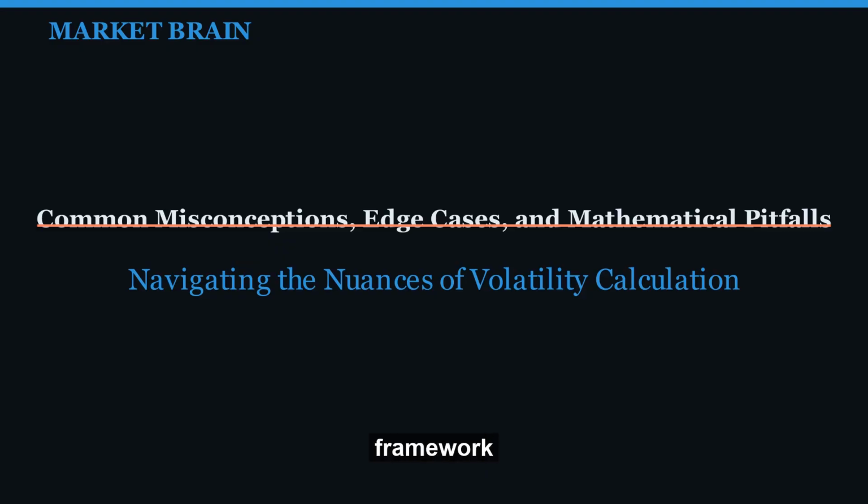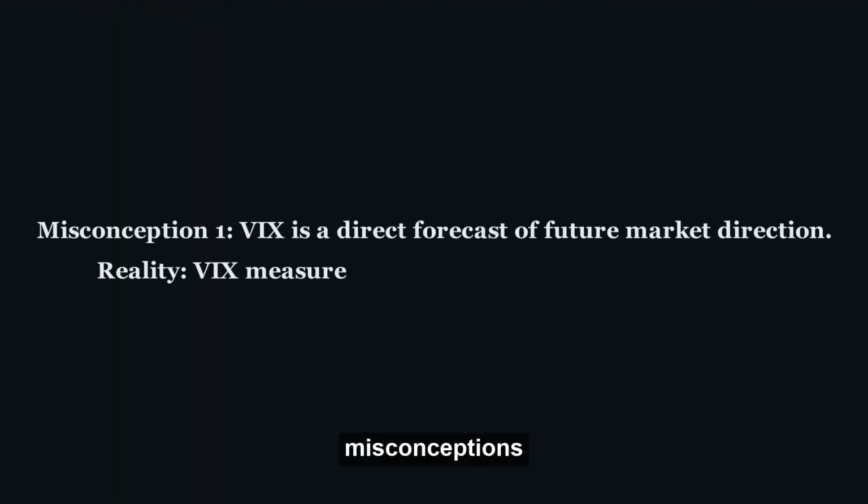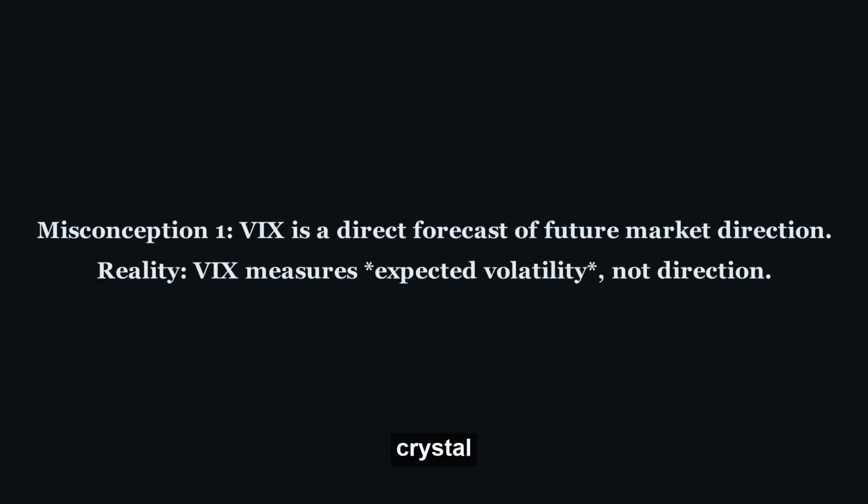One of the most pervasive misconceptions is viewing a VIX-style index as a crystal ball for market direction. Many believe a high VIX implies an imminent market crash, or a low VIX signals smooth sailing. However, this is fundamentally incorrect. The index is purely a measure of the market's expectation of future price fluctuations, or volatility, over a specific period. It tells us nothing about whether those fluctuations will be upwards or downwards.